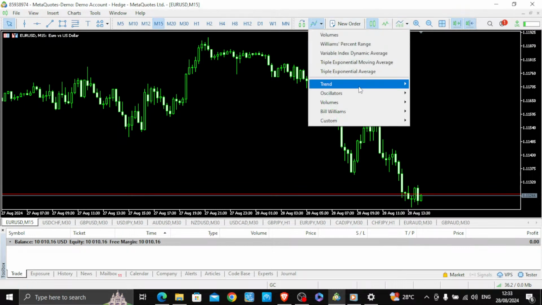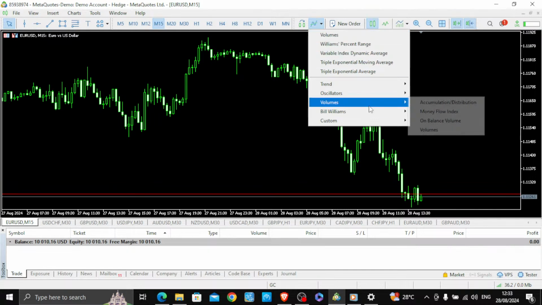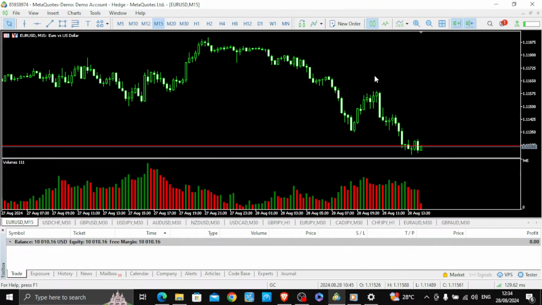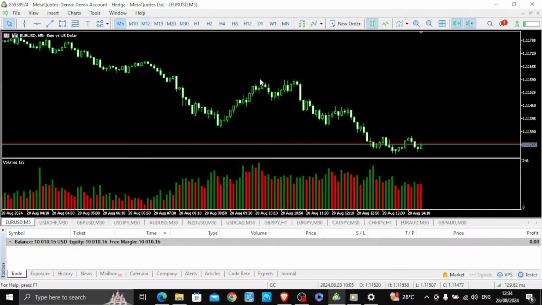So you go to your indicator, you pick under volume, you pick volumes. Yes, on that tick. So let's check what's happening here. As for me, I'm going to buy here. This is where I want to buy instead of selling. This is an aggressive entry.